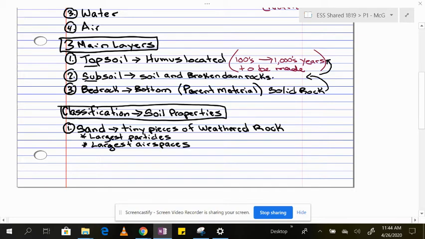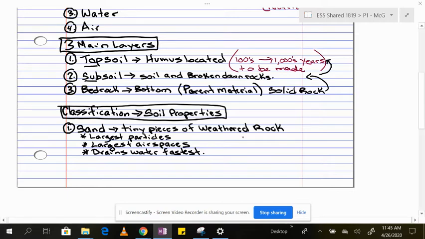Very good, because we need to make sure that we have lots of air for those roots of the plants, and it drains the quickest. So it drains water fastest. It does not hold on to its water very well. So if you ever need a plant that has very well-drained soil, you're going to want to make sure that it's got a big part of sand as its soil properties.